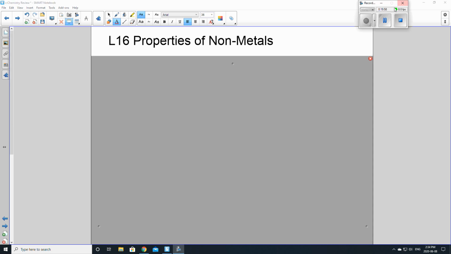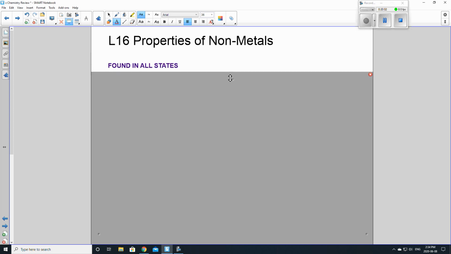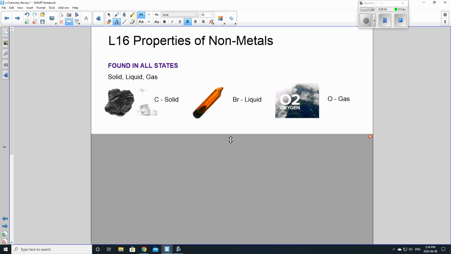Last but not least, this is getting to be a long lesson, 20 minutes. So let's look over some properties of nonmetals. First of all, nonmetals are found in all states: solid, liquid, and gas. For example, this is carbon. Carbon is graphite, which we can use in our pencils, but it could also be diamonds. That's also carbon. Those are found as solids.